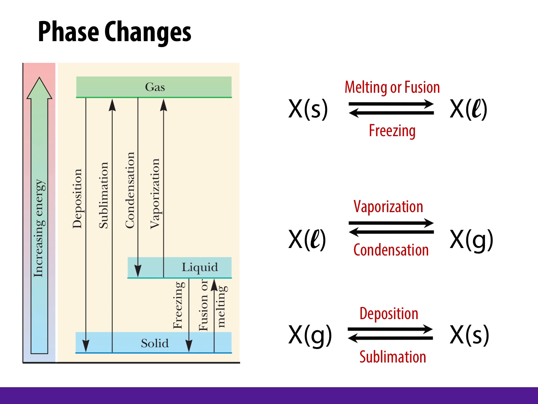The names of the phase changes: melting or fusion to go from solid to liquid. Freezing is liquid back to solid. Condensation is gas to liquid. And then liquid to gas, there's a lot of different names for different processes, but the one that we use is vaporization. So that applies to all the different liquid to vapor transitions that we might also use the words evaporation or boiling for.